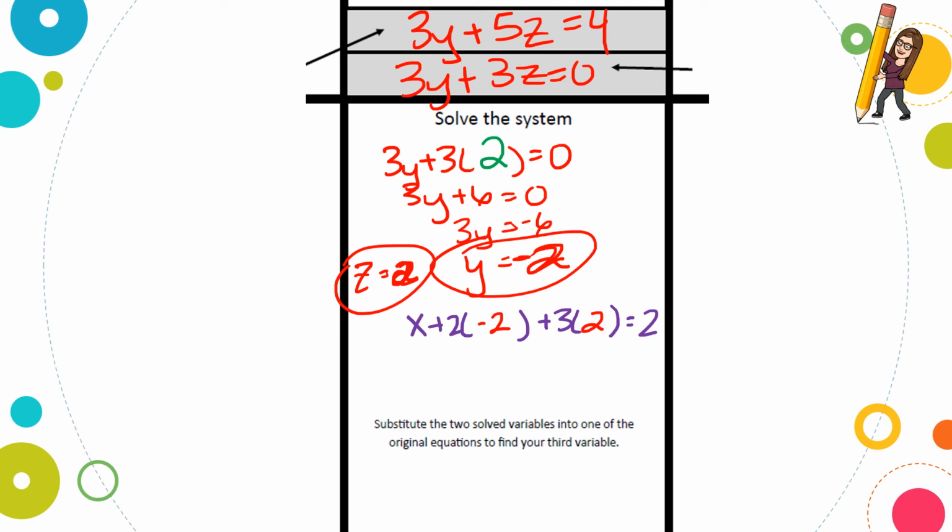So let's simplify that. I've got x minus 4 plus 6 equals 2. x plus 2 equals 2. Oh, I got x equals 0. That's okay. It is okay to have a 0 answer.